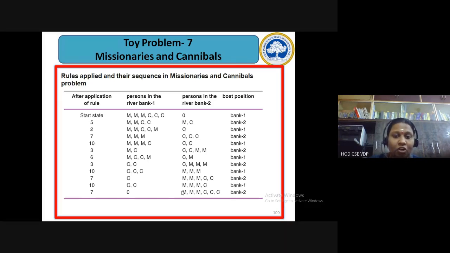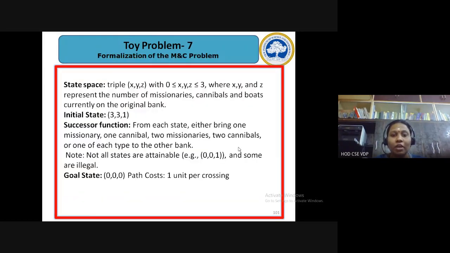Can you just try your own problem like this? You can assume any number of missionaries, like 3 missionaries and 2 cannibals traveling to the other bank. So the variations of the problem, you can try on your own. Okay. Then moving on to the next problem.